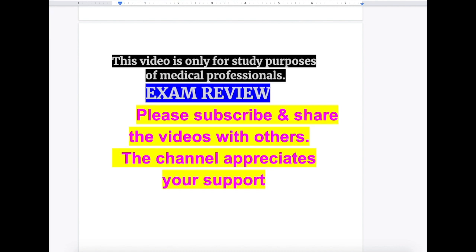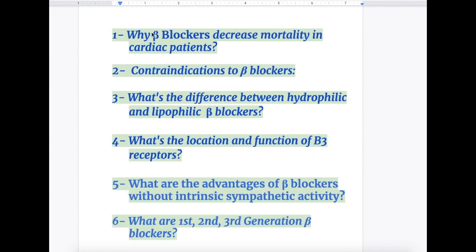In this video, we will discuss an exam review on the beta receptors and features of the beta blockers. First, a few important exam questions and then the topic. Question number 1. Why do beta blockers decrease mortality in cardiac patients?